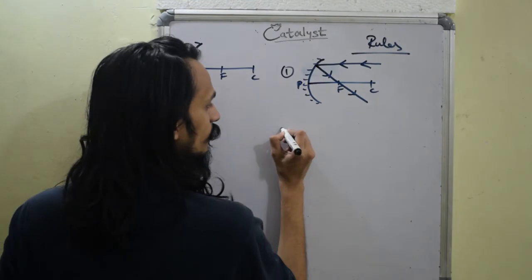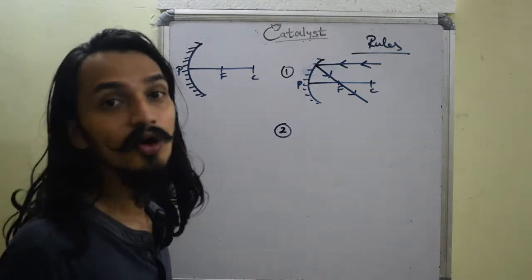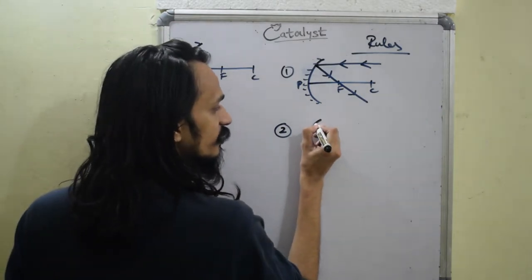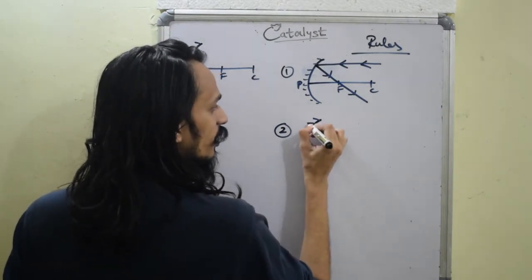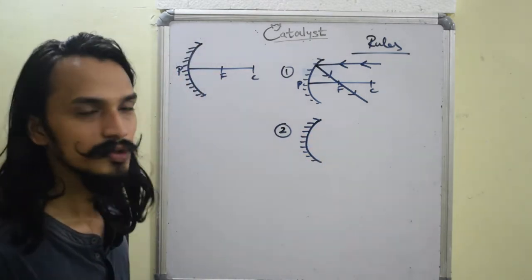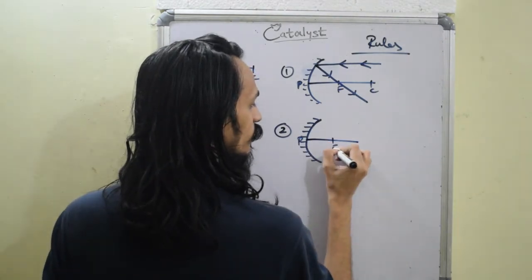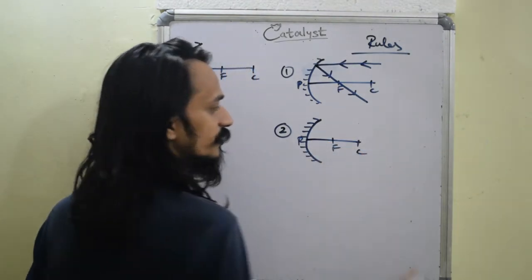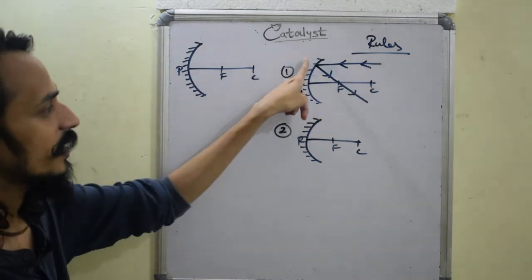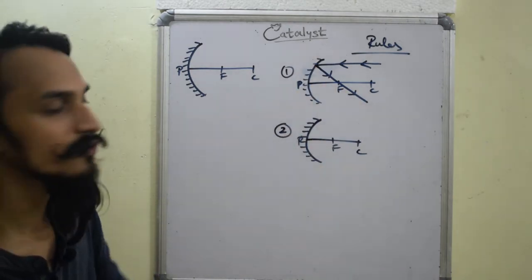The second rule is similar to it. It's actually what we call a converse. Basically what happens if this situation occurs in reverse. So now this is again a concave mirror, pole, focus, center of curvature. By converse I mean incident is parallel to principal axis and the reflected ray goes through focus.